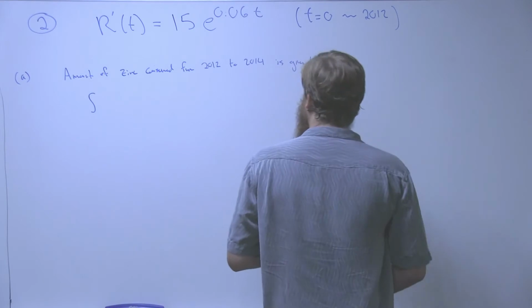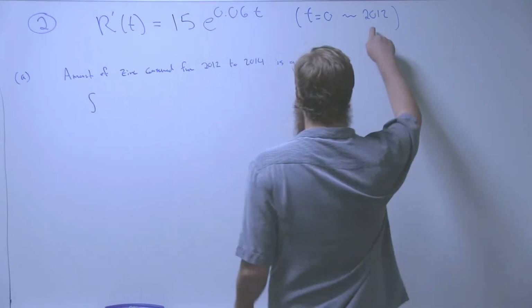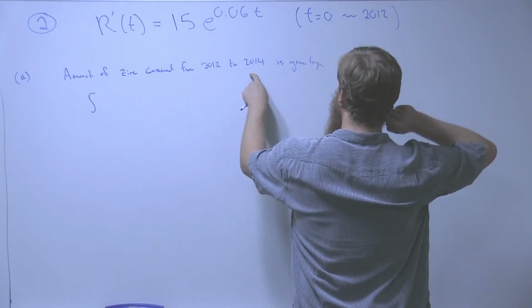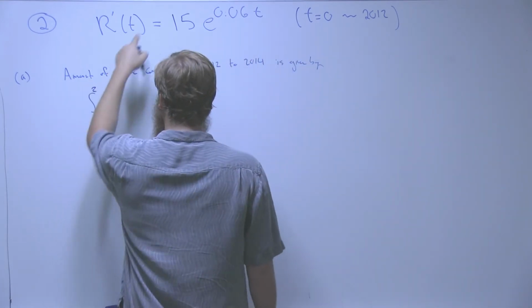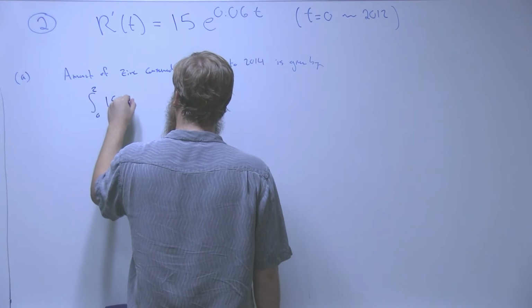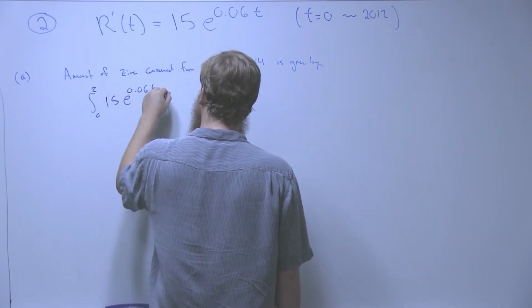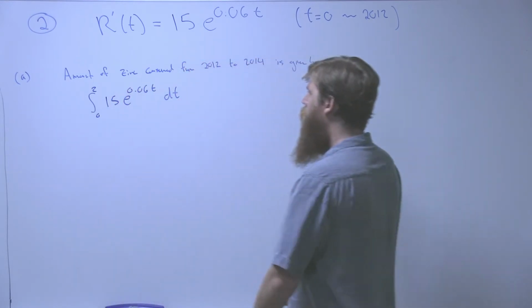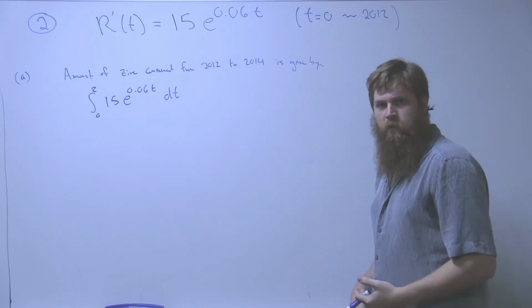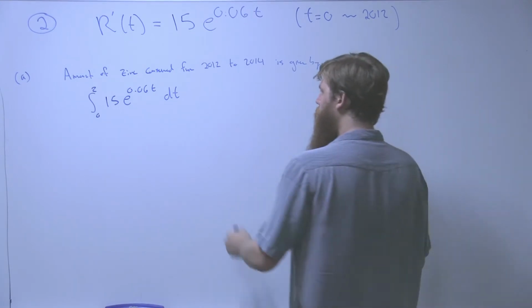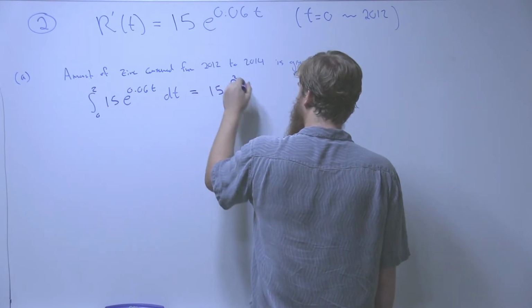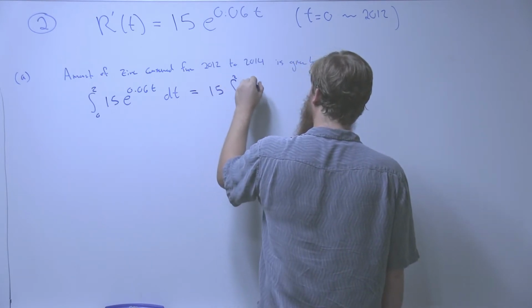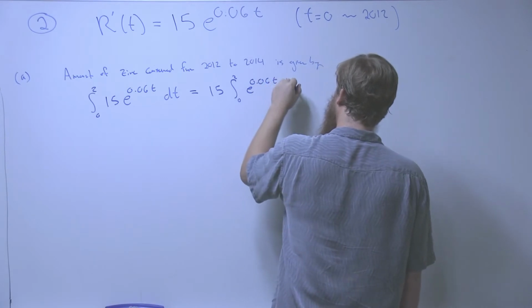Now the t values that are associated with these years, 2012 is 0. If I want to walk 2 years into the future to 2014, that means I need to integrate from 0 to 2. This fellow dt. Okay, now this is just an exponential integral. We've seen what these look like. Let me pull my 15 out front. Integral from 0 to 2, e to the 0.06 t dt remaining.